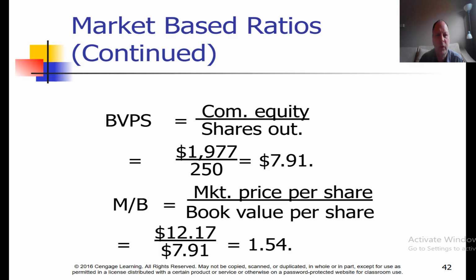Another ratio that could be looked at is book value per share. That would be common equity over shares outstanding. The amount of common equity in this company is 1,977. Again, shares outstanding is 250, and we get a book value per share of $7.91. The market price per share, again, we were told was 12.17. So you take 12.17 divided by 7.91, and you get a market over book ratio of 1.54.